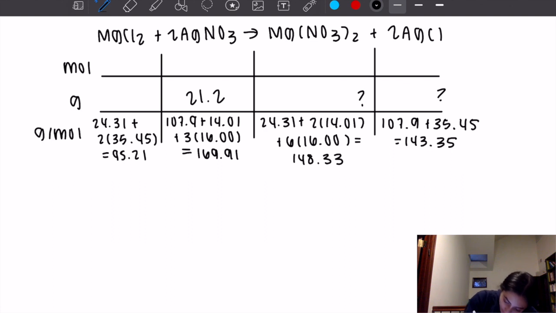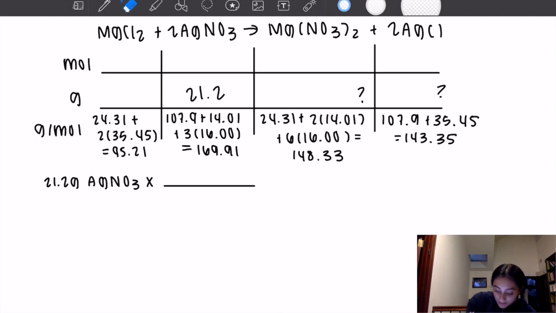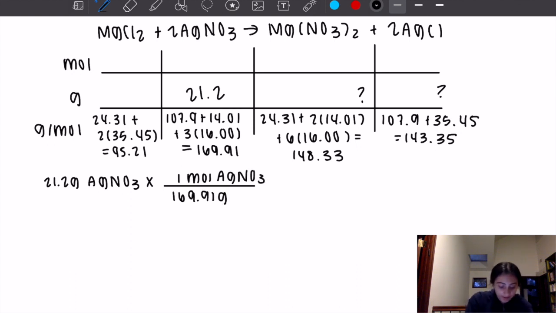So I'm going to write 21.2 grams AgNO3 and divide by molar mass. When I multiply or divide by molar mass, it is per 1 mole of the compound, not the same number of moles as the coefficient in the reaction. And then that is going to get me 0.125 moles of AgNO3.